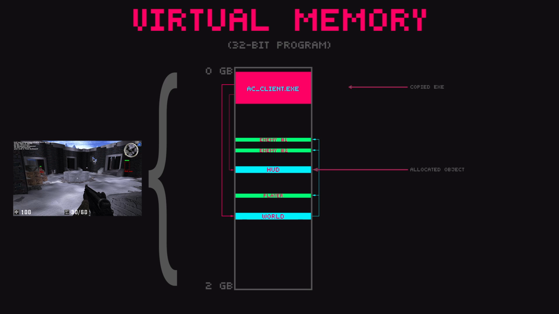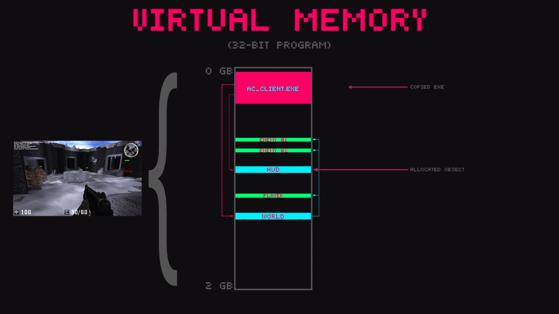We can see the assaultcube.exe section right here. And then we also see it pointing to world, and from world to player and enemies. Or this could be from assaultcube.exe to the heads-up display. All these colored objects are allocated memory. All the blank space we see is free memory, aka unallocated memory. When we remove all the allocated objects, it's called deallocated. It's important to remember these terms as they will come back more often in this series.